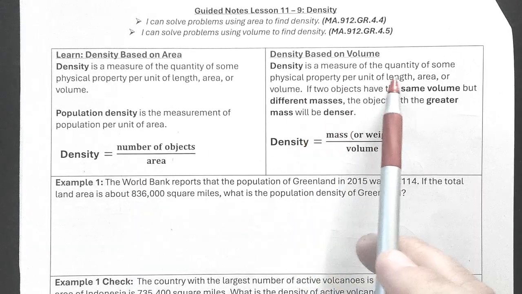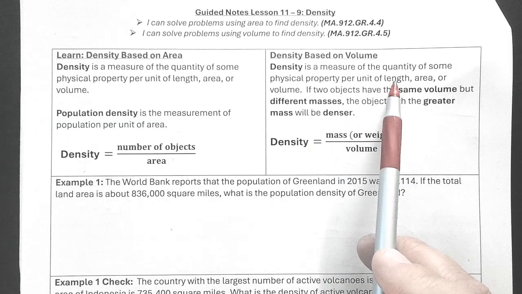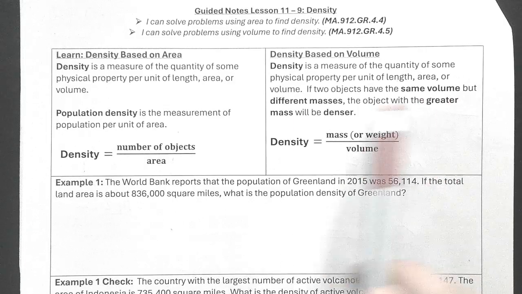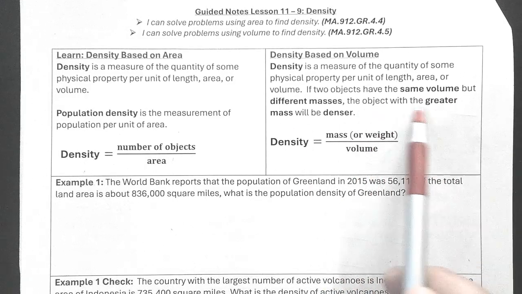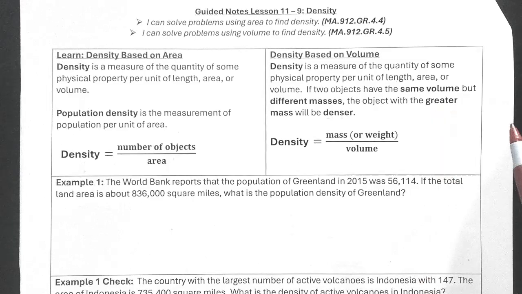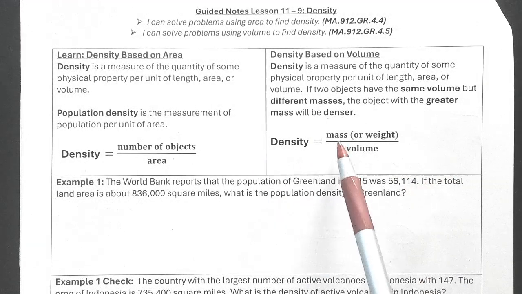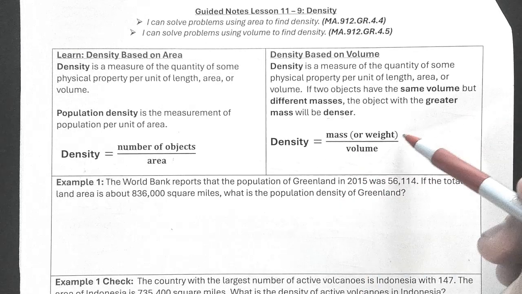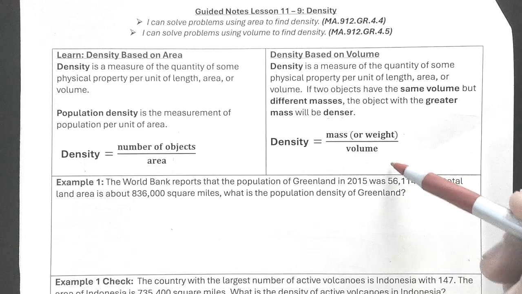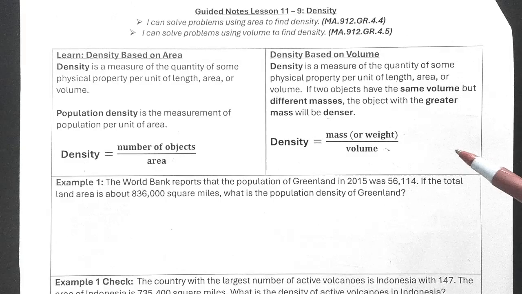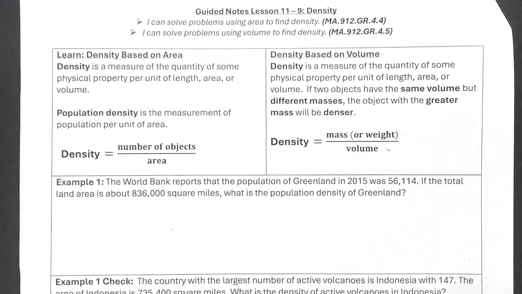Density is the measure of the quantity of some physical property per unit of length, area, or volume. If two objects have the same volume but different masses, the object with the greater mass will be denser. So when you're doing density based on weight or mass, its density is mass or weight divided by volume. The problems we're going to have, they're going to give us the weight. They're going to give us the info to find the volume. We find the volume and then divide the two. Most of the time, it's going to be some sort of decimal. You'll see.